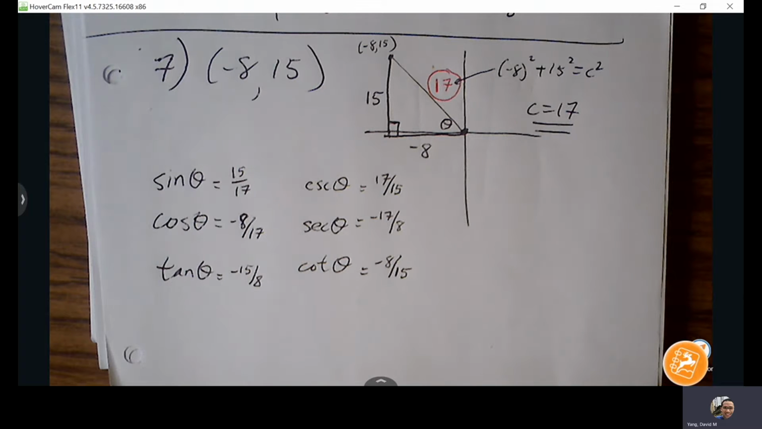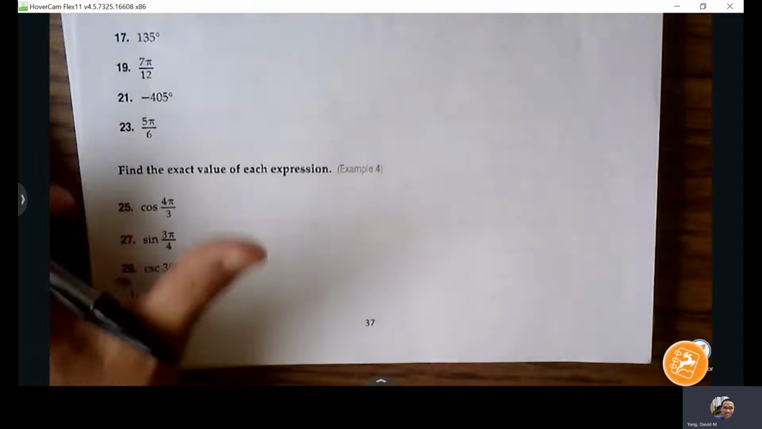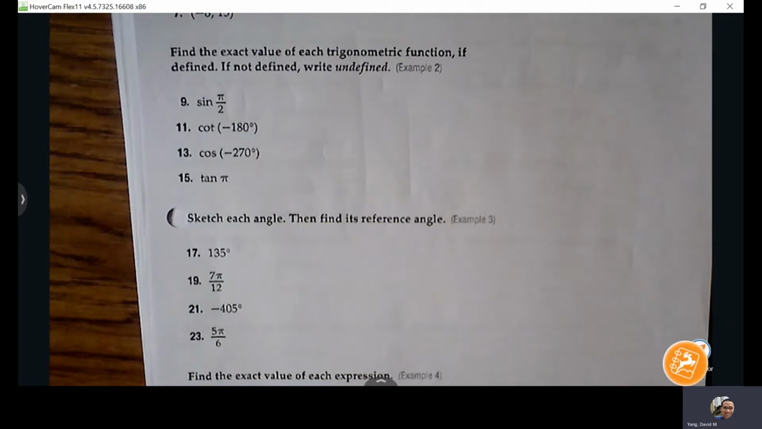All right, check number 7. Any questions with that? Okay. All right, so let's explore 9 through 15 here. Does anybody still need to look at 7?